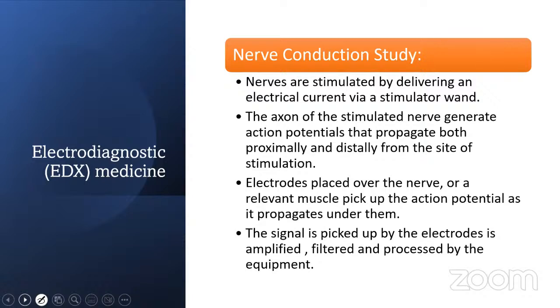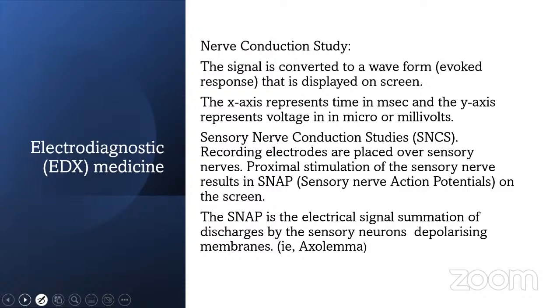This is the basic thing we are measuring in nerve conduction studies, the compound muscle action potential, what we call CMAP, and what we measure in needle EMG is the motor unit action potential, what we call MUAP. In nerve conduction study, the signal is converted to a waveform, the evoked response, which is displayed on the screen. In this, the x-axis represents time in milliseconds, and the y-axis represents voltage in micro or millivolts. This notation is very, very important, and you will be remembering this.